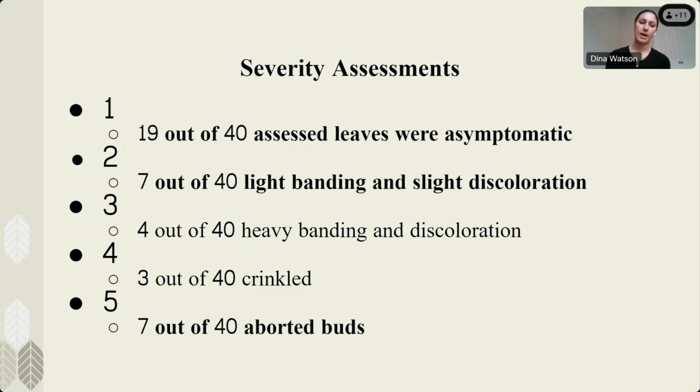So I found that the majority of my leaves actually scored quite low on the symptom expression scale. Almost half of them got a score number 1 and were asymptomatic. Also, quite a few only scored a score number 2. So 7 out of the 40 only had light banding and slight discoloration.